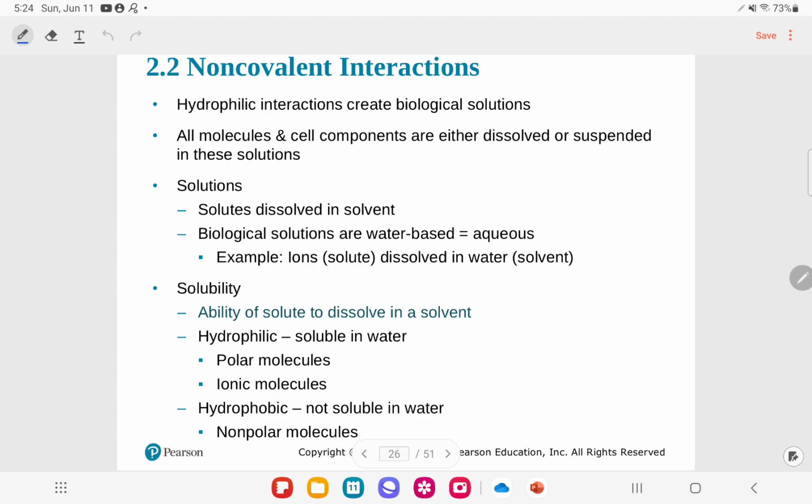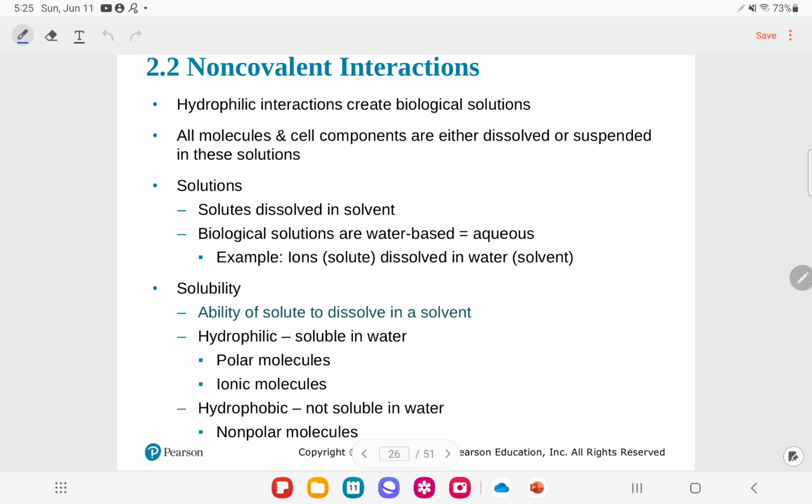Now, hydrophilic interactions, right? Hydrophilic is water loving, right? Hydrophobic is water fearing, right? Hydrophilic interactions are going to create biological solutions, right? So all molecules and cell components are either going to be dissolved or suspended in these biological solutions, right? So a solution is going to contain solutes that are dissolved in a solvent, right?